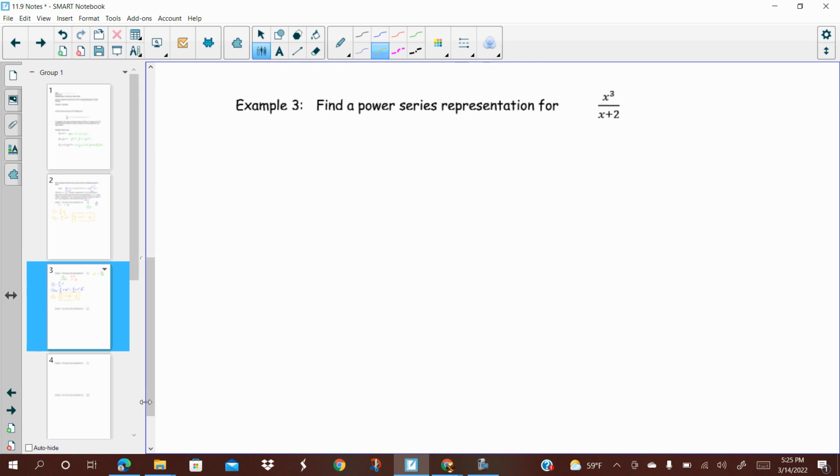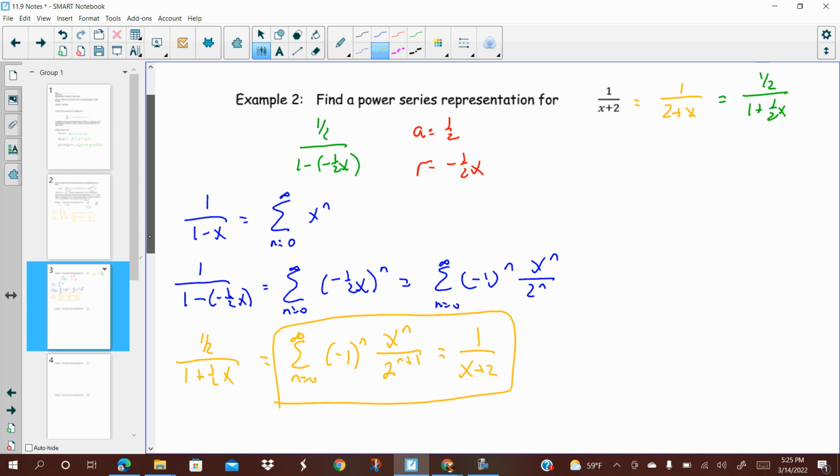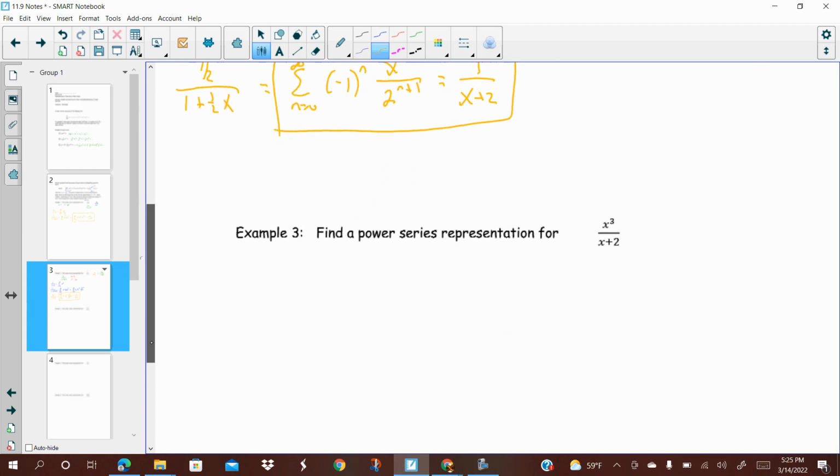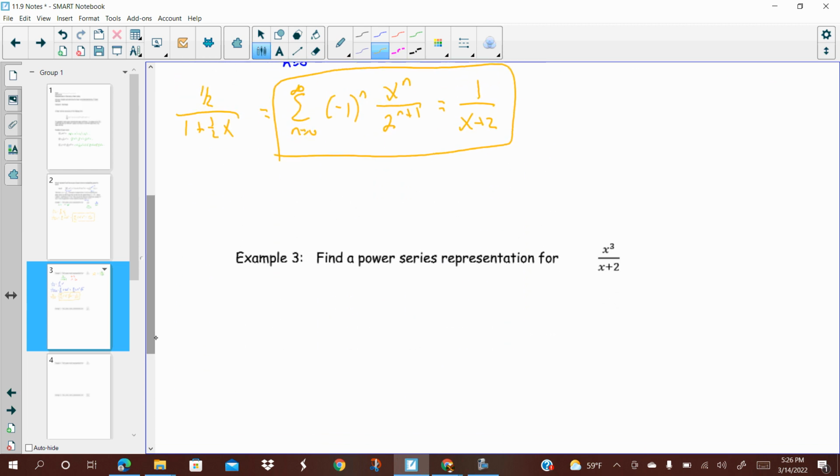Well, the good news is, if you're paying attention, this looks very similar to what we just did. The only difference here is the numerator is now x cubed, where up here it was just 1. Otherwise, it's still over x minus 2. So I can kind of use what we just did to get this one without doing a lot of extra work. I already have 1 over x plus 2. We did that up in the top.